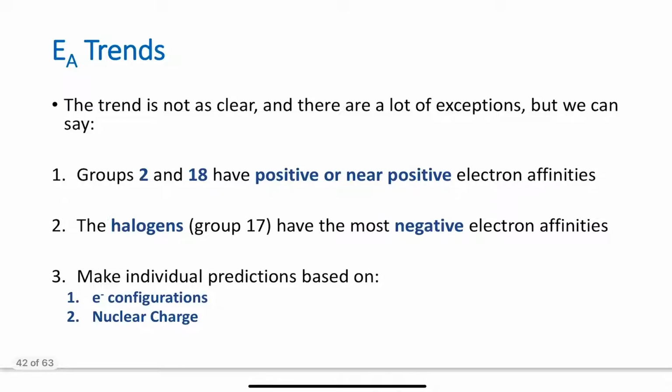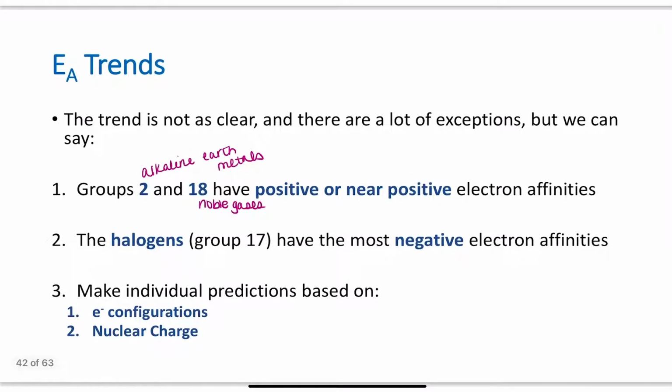The trend is not as clear as the other types of properties we talked about, because there are a lot of exceptions, but we can say the following. Groups 2 and 18, so your alkaline earth metals and your noble gases, have positive or near positive electron affinities. Your halogens, group 17, have the most negative electron affinities. In order to determine how much something wants an electron, you're going to have to base these predictions on your electron configuration and your nuclear charge.